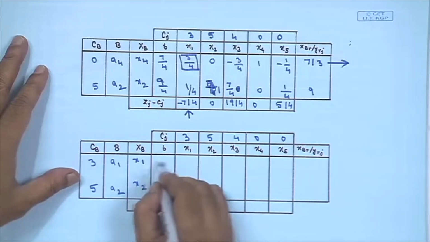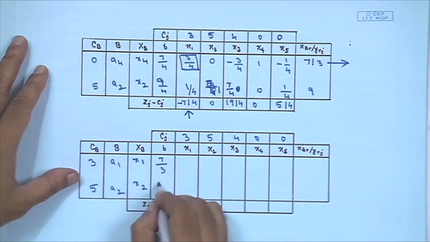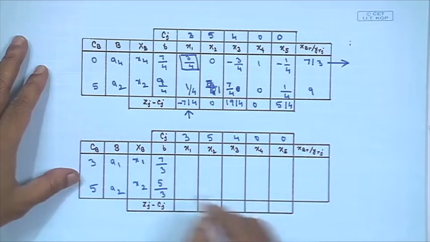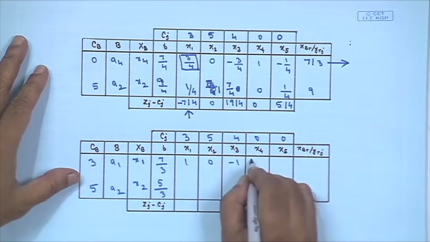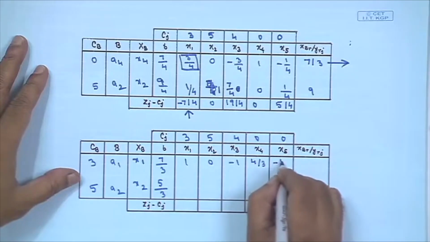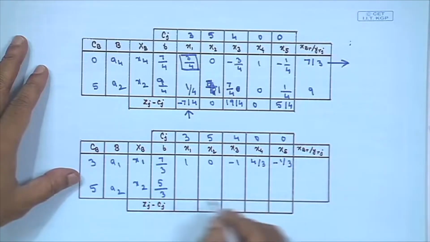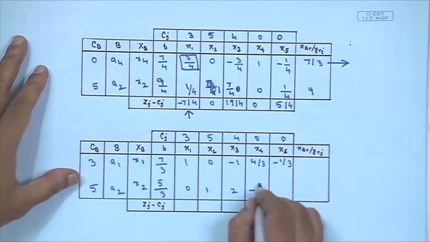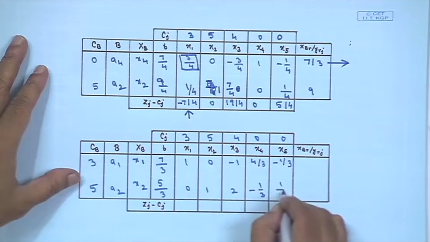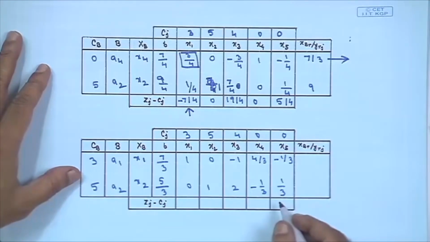So, the rows will be 7 by 3, this will be 5 by 3, 1, 0, minus 1, 4 by 3, minus 1 by 3. And this will be 0, 1, 2, minus 1 by 3, 1 by 3. You should check whether the values are coming correctly or not afterwards.